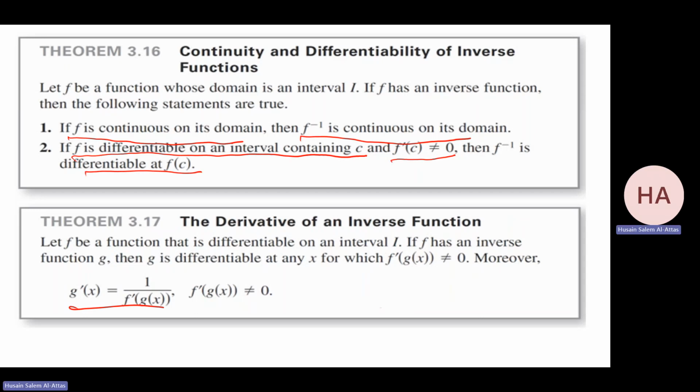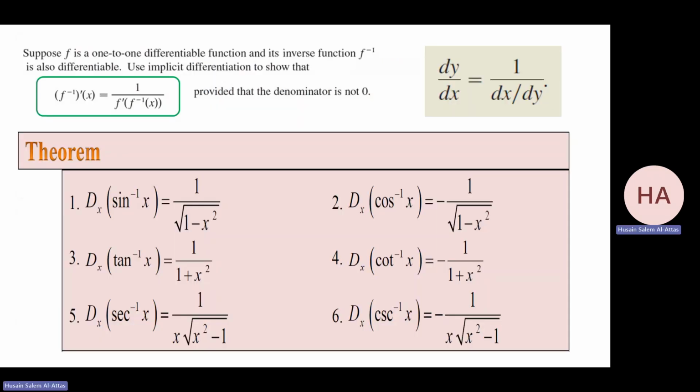The derivative of the inverse function, where f is 1-to-1, differentiable, and all of these conditions hold, is equal to 1 over f prime at, not at x, at f inverse of x, provided that the denominator is not equal to 0. And also we have this relation, dy over dx is 1 over dx over dy. And we'll do examples of all those things.